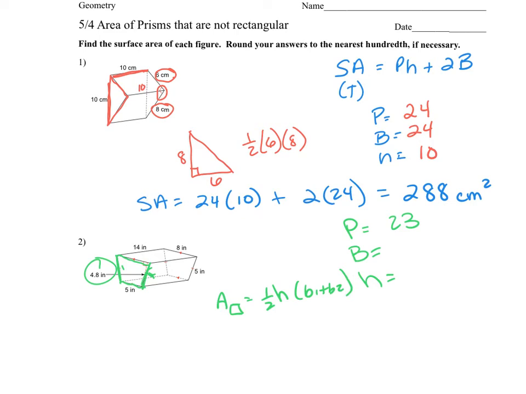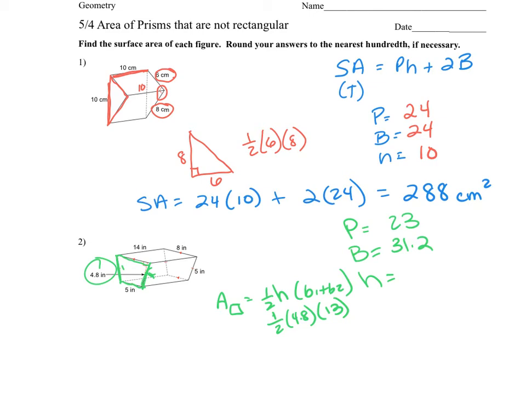But the height of that trapezoid is 4.8. And base 1 is 8 and base 2 is 5. So 5 plus 8 is 13. And then we're going to put that in our calculator and find out what the area of the trapezoid is. And we get that the area of the trapezoid is 31.2.